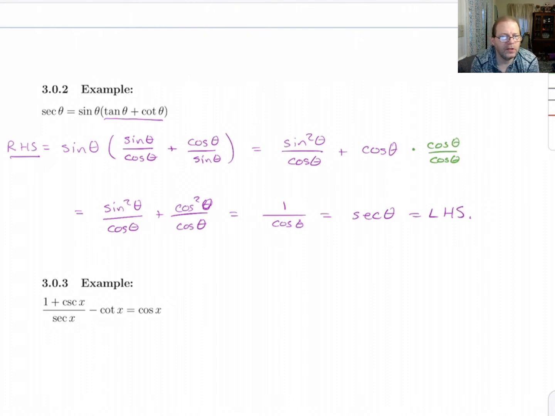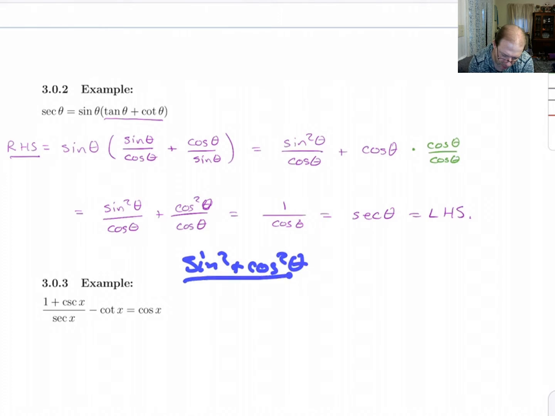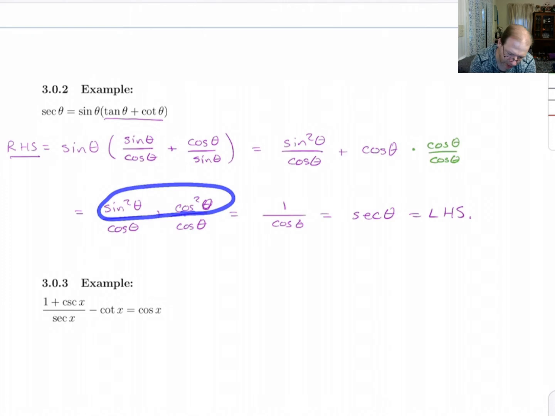All right, you might notice I skip a few steps here and there. You don't want to skip too much, but things like going from here to here, without writing the intermediate step where you've got sine squared plus cosine squared over cosine theta. It's fine with me if you leave that kind of stuff out, because it's obvious that this is going into a single fraction and that this is going to be replaced with 1.